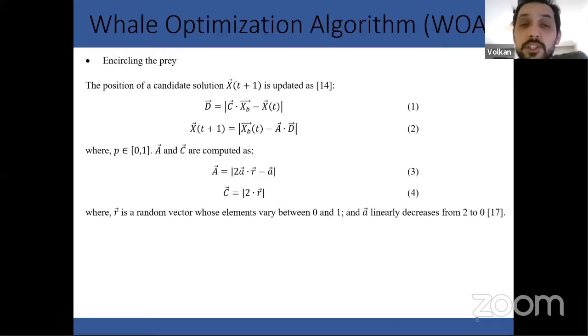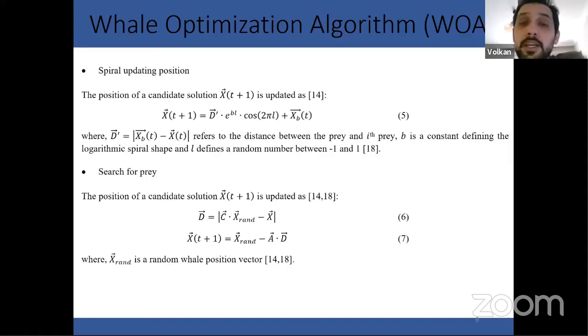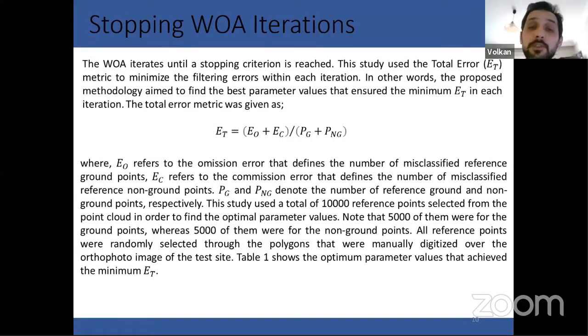The whale optimization algorithm improves the solutions with respect to three mechanisms. The first one models the behavior of encircling prey. It improves the solutions as seen in the slide. The second and third mechanisms model the behaviors of spiral updating position and searching for prey, respectively. These mechanisms improve the solution, as in the slide. The whale optimization algorithm continues its iterations until a stopping criterion is achieved.